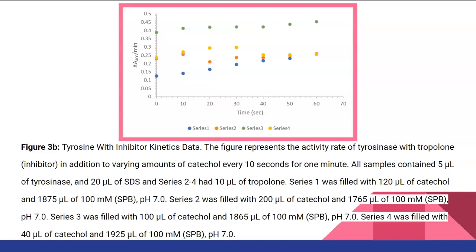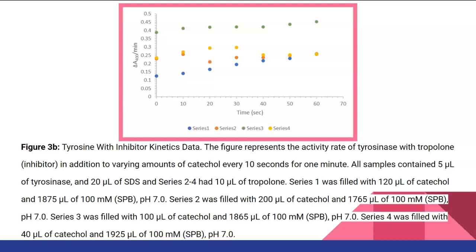The rest was filled with the 100 millimolar sodium phosphate buffer, pH 7, to fill up the volume. It is also important to note that there were varying amounts of catechol during this. Series 1 had no tropolone as a sort of basis, so Series 2 through 4 had 10 microliters of tropolone. Series 1 had 120 microliters of catechol. Series 2 had 200 microliters of catechol.